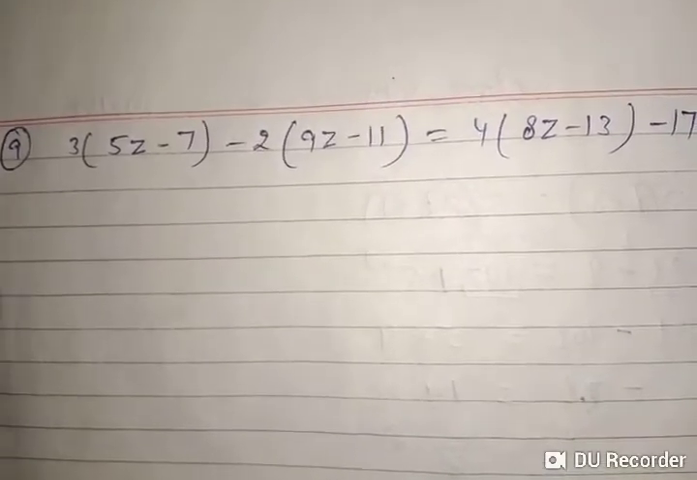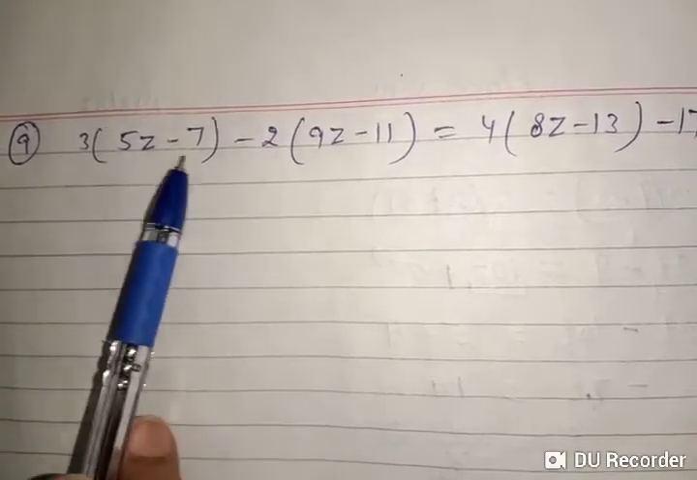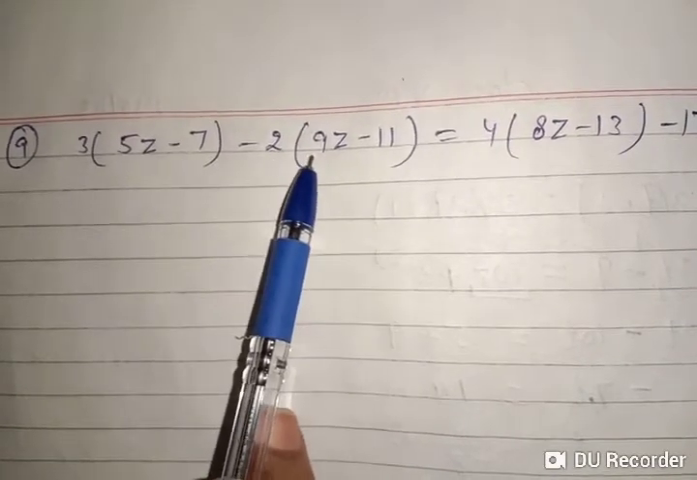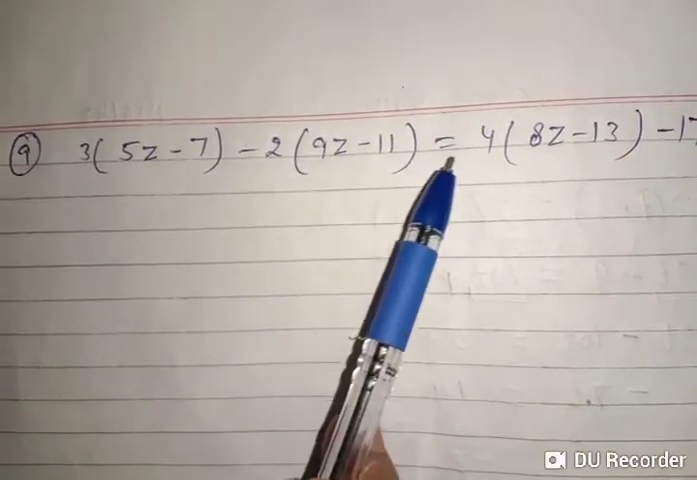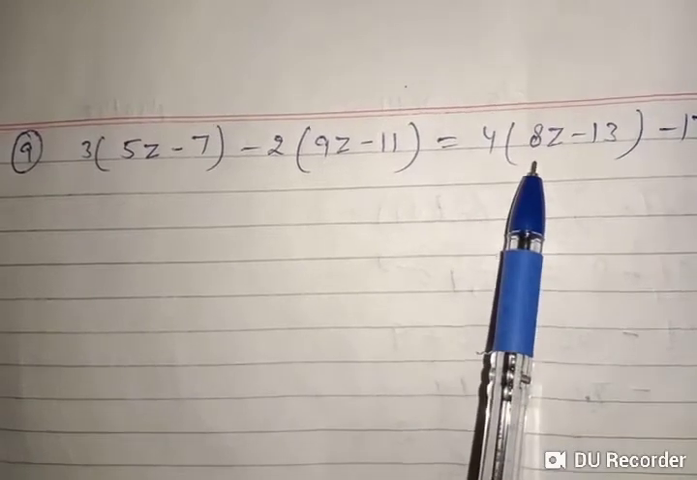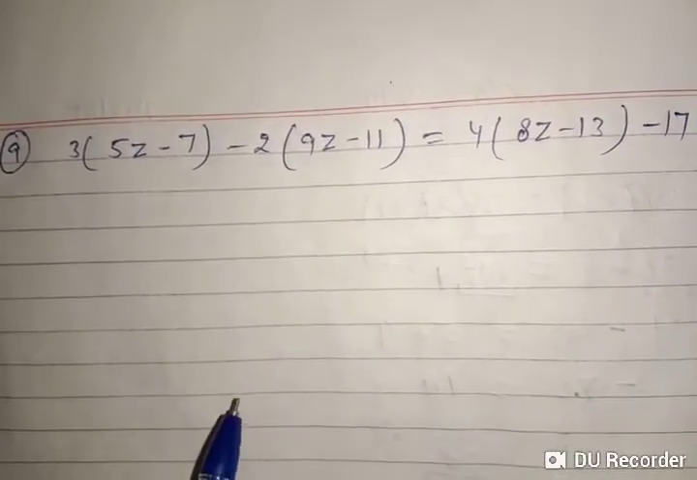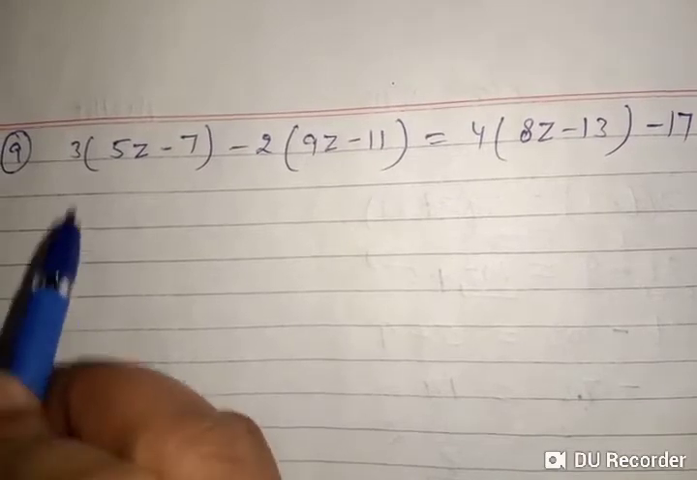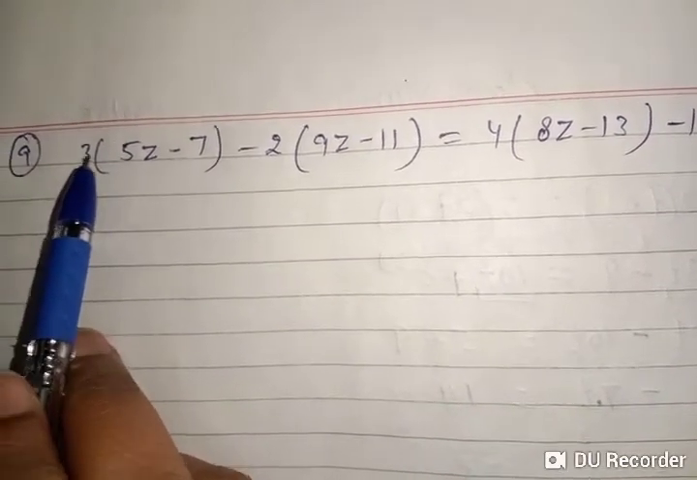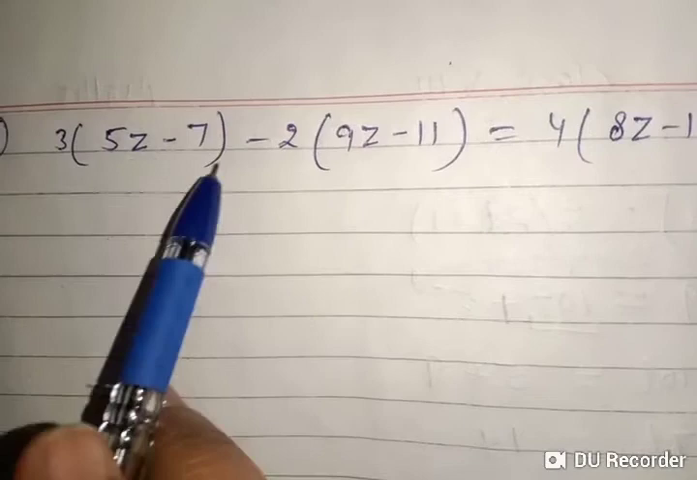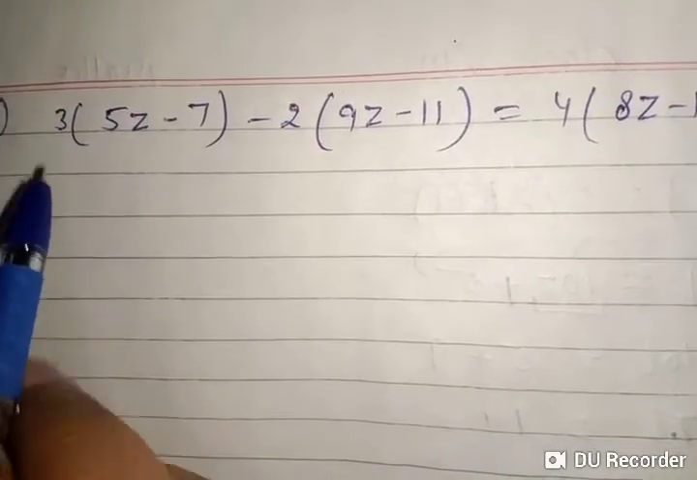Now 9th question is 3 bracket 5z minus 7 minus 2 bracket 9z minus 11 is equals to 4 bracket 8z minus 13 minus 17. All questions are almost same from 7th onwards. So 3 bracket is there, 3 will be multiplied with both. I told you just now.